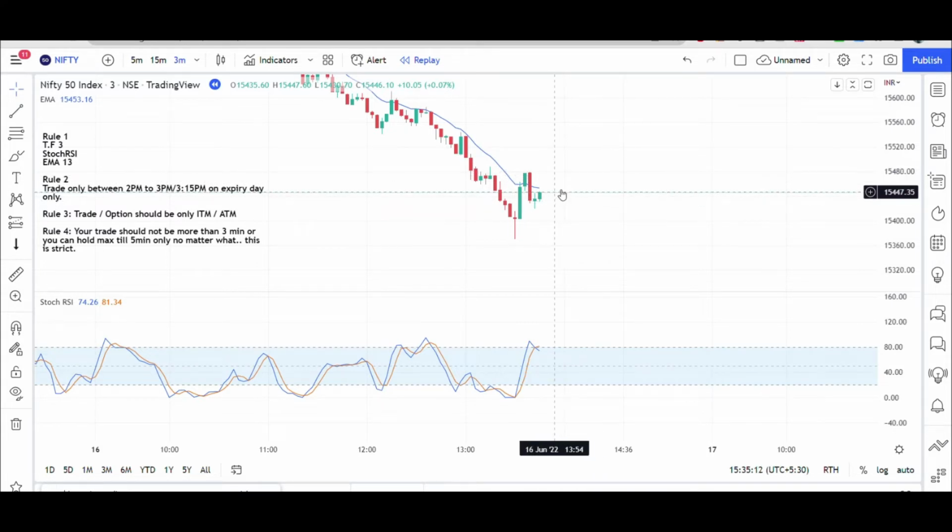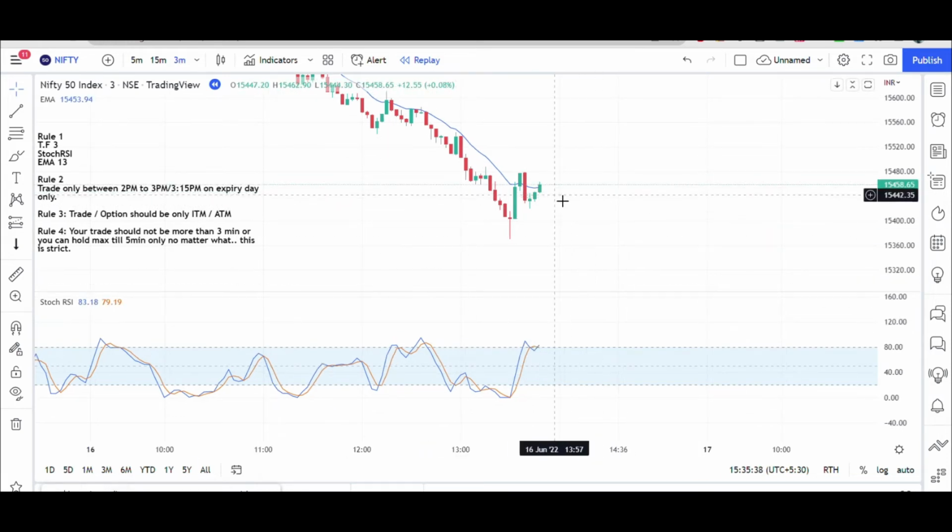We will keep ready if it is facing the resistance from this, because here it is giving you the signal. You see the stochastic RSI already back down in this zone, and here it is also having this 13 EMA as a resistance average. So we will enter once it rejects from here. Still not rejecting, and then it is going up.